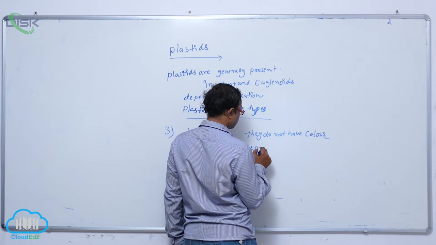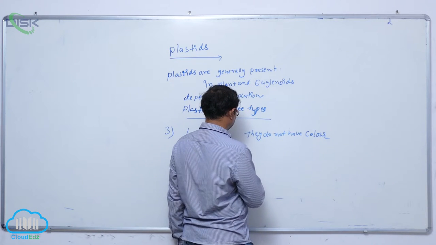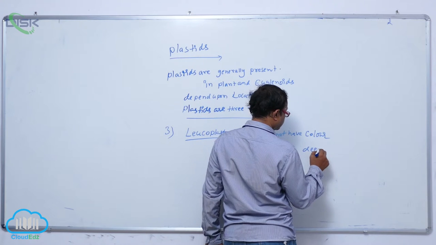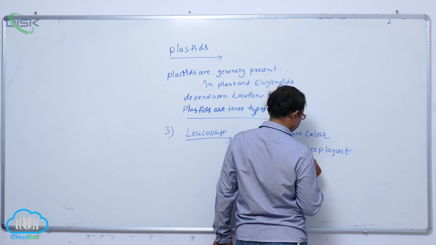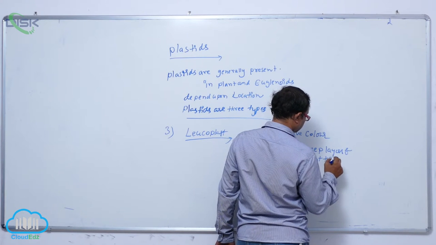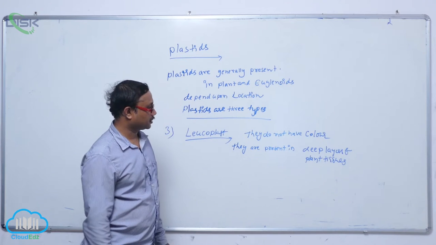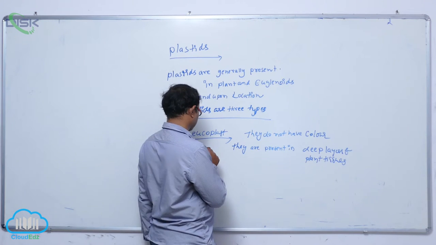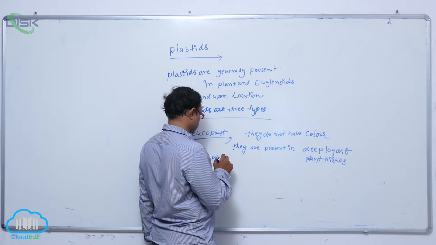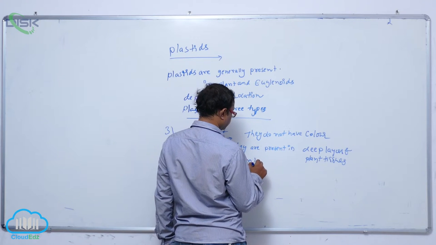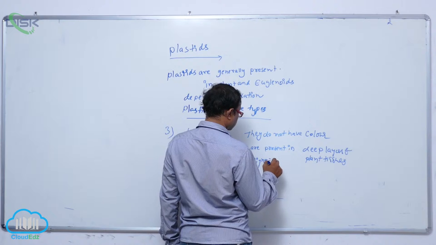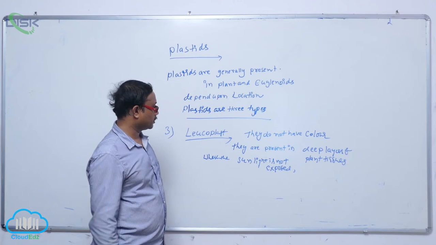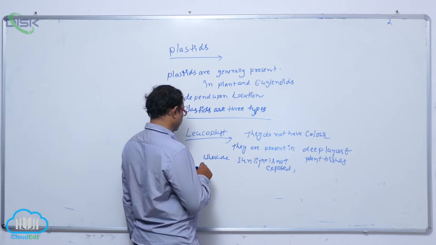They are present in deeper layers of plant tissues, where sunlight is not exposed. So it means they store food material.